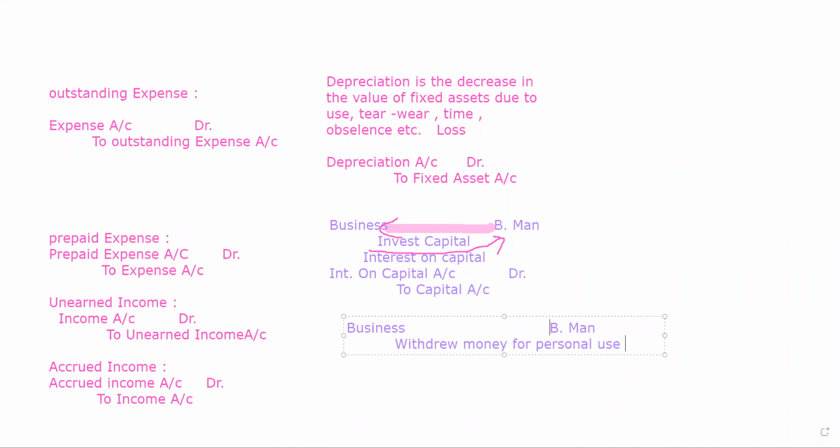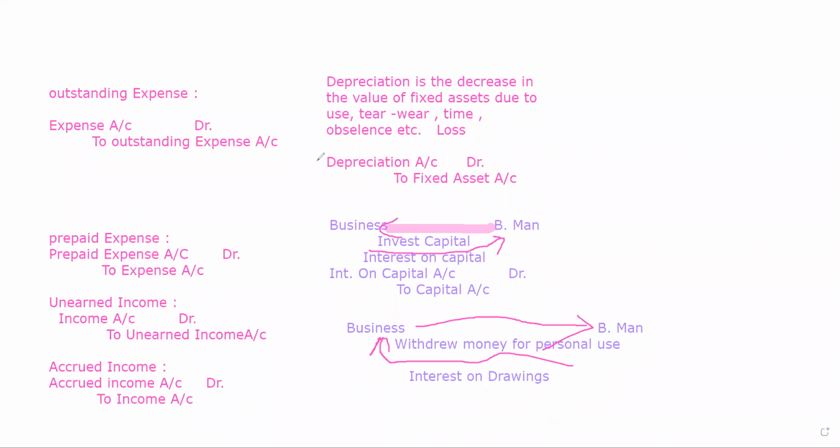So whenever any drawings are made, the businessman has to pay interest on those drawings. See, the businessman withdrew money for personal use. In return, the businessman gives interest on drawings to the business. The business will get interest on drawings.